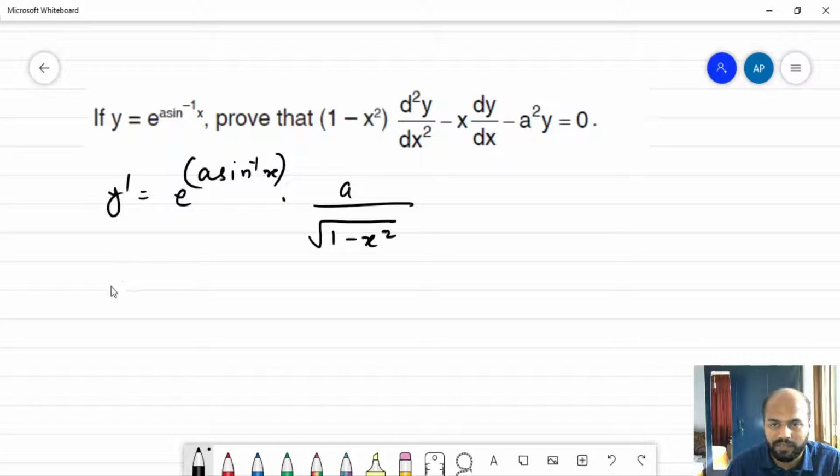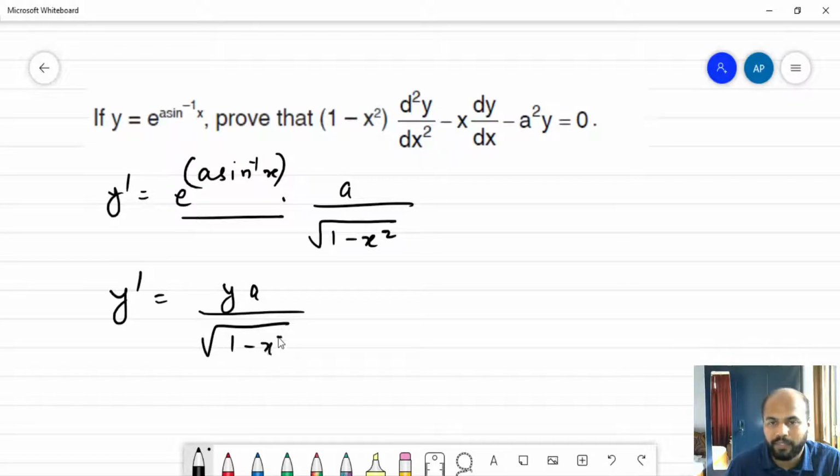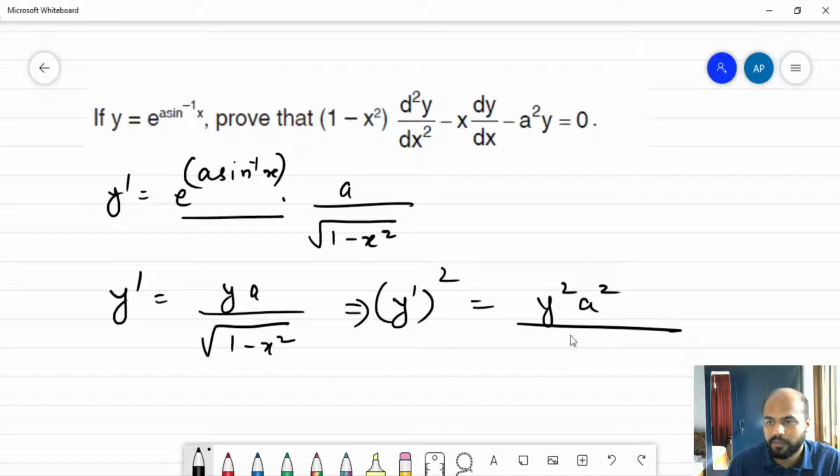All that we have to do is resubstitute as y. So it's going to be y a by root 1 minus x square. Now let's square this term on both the sides. So it's going to be y dash the whole square is equal to y square a square divided by 1 minus x square.